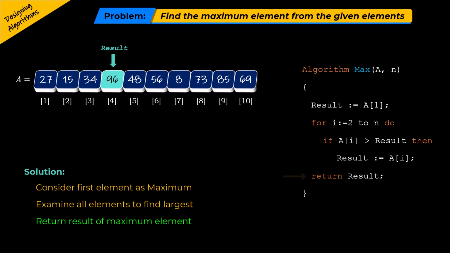So we will have the statement in the algorithm as return result, which will return the element 96, which is the largest or the maximum element from the given set of elements. So this is the algorithm to find the maximum element from the given set of elements. And this is how we can design an algorithm to solve a problem.